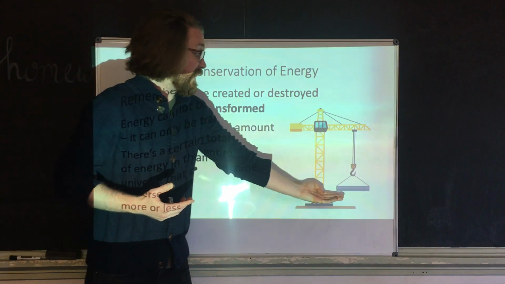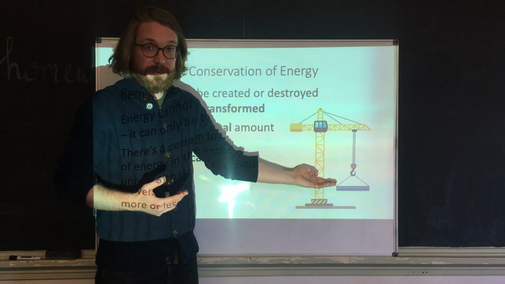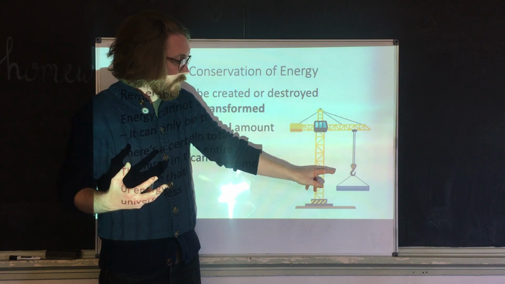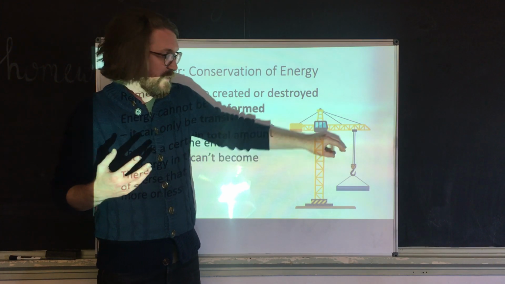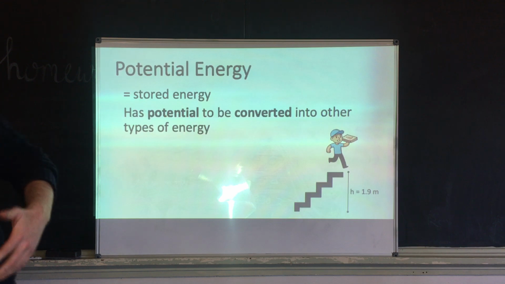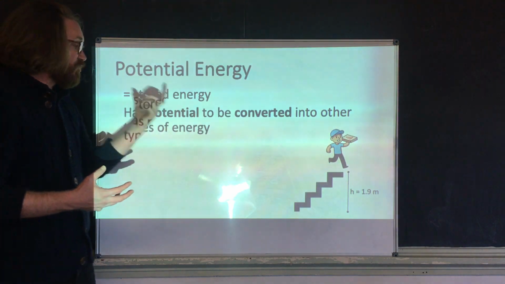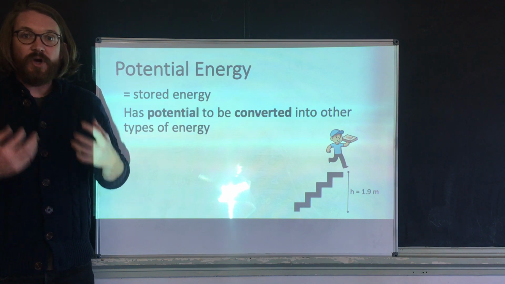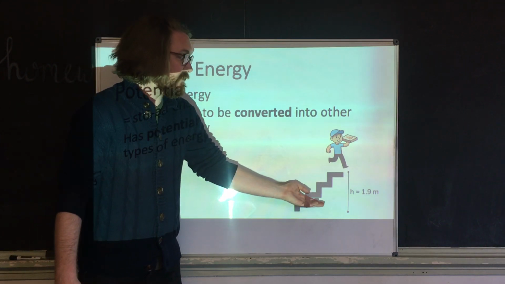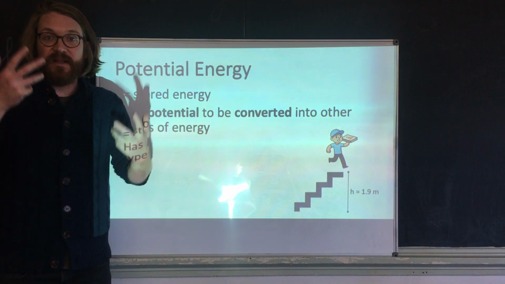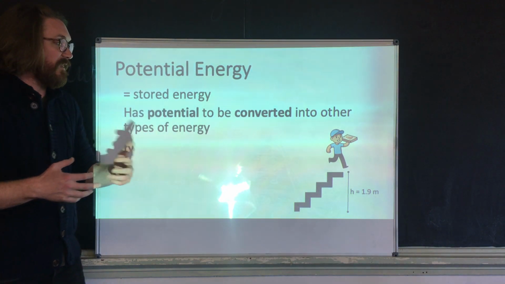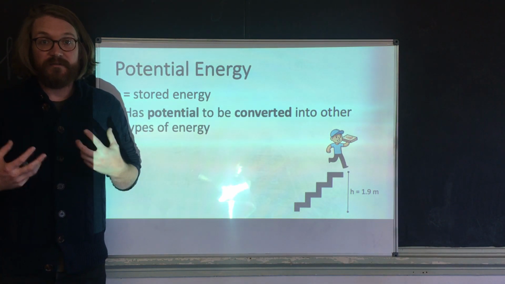So here we see as this crane picks up this steel beam, it's doing work on this beam, and that work is being converted into an energy that's being stored as the beam is above the ground. We have a name for that type of energy. We call that potential energy. It's stored energy. In this case, we're talking about gravitational potential energy. And that happens when we pick things up off the ground or when we climb up flights of stairs. This is energy that is stored and that's able to be converted into a different type of energy.